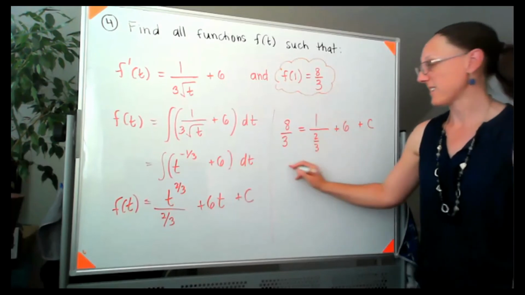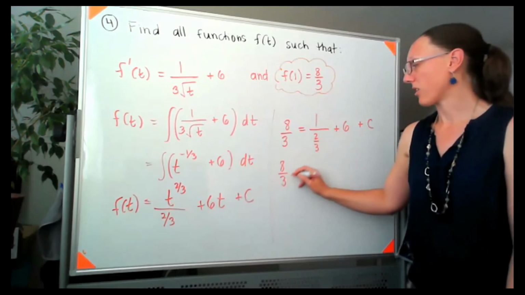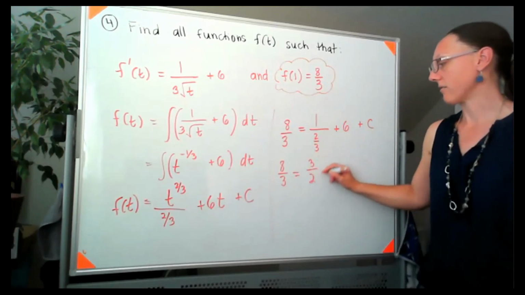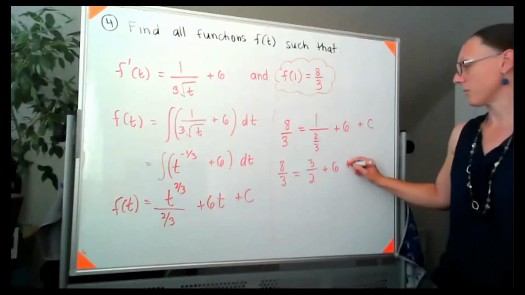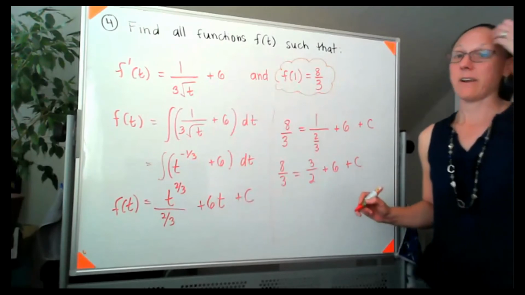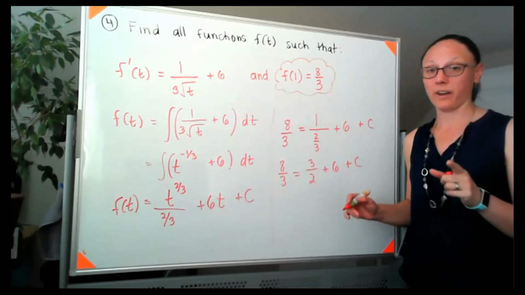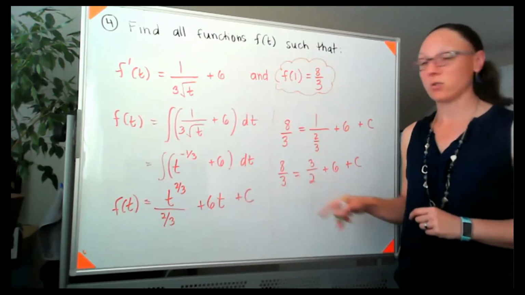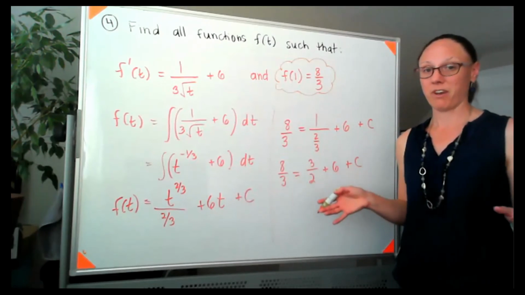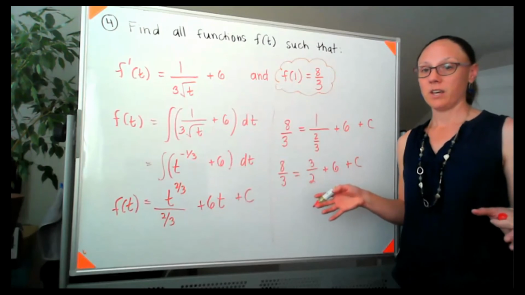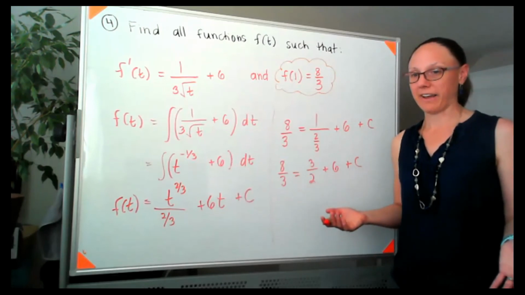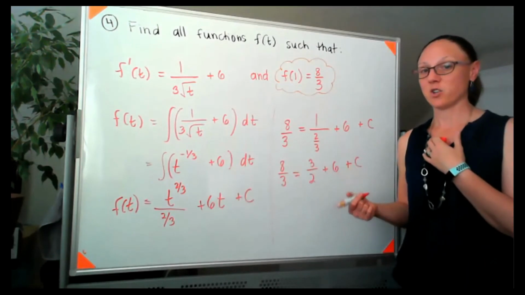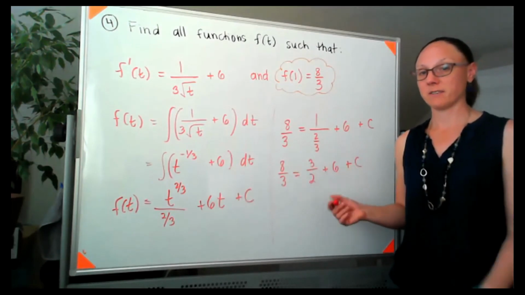I'm going to rewrite this. So I've got 8/3 is equal to, when I flip that over, 3/2 plus 6 plus c. Now, option 1, I could just solve for c by subtracting these two to the other side and not simplifying any of it out. If I did want to simplify it out, then personally, I would multiply everything by 6 to eliminate all of the fractions.